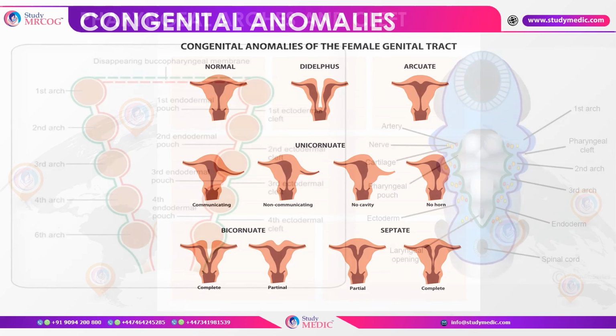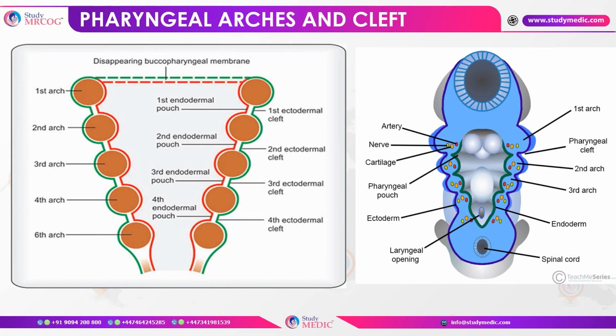Now, coming to one more important aspect is the development of the pharyngeal arches and the pharyngeal clefts. Now, the pharyngeal arches and clefts are derivatives which we see near the buccopharyngeal membrane. The buccopharyngeal membrane disappears to form the future oral cavity. Now we have 6 different arches and 4 different pouches and clefts. Now what is the importance of this?